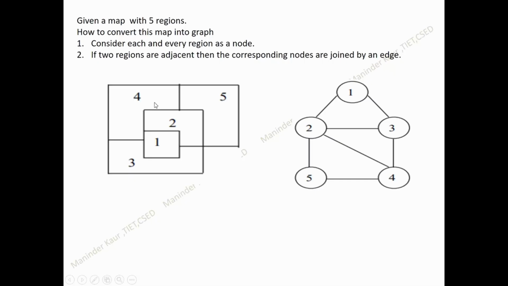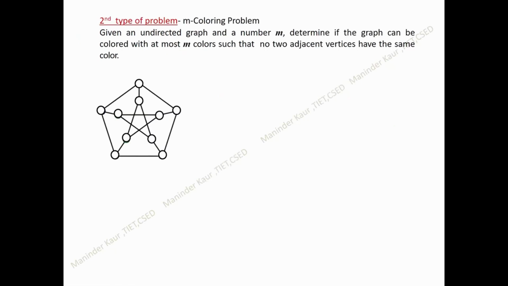In a similar manner, 4 is adjacent to 2. This region is adjacent to 2, so we can create an edge from 4 to 2. Similarly, from 5 to 2 there can be an edge. For 1 to 2 there can be an edge, and so on. That means the given map, which is nothing but a set of regions, can be easily mapped to the form of a graph, where you can further apply graph coloring.